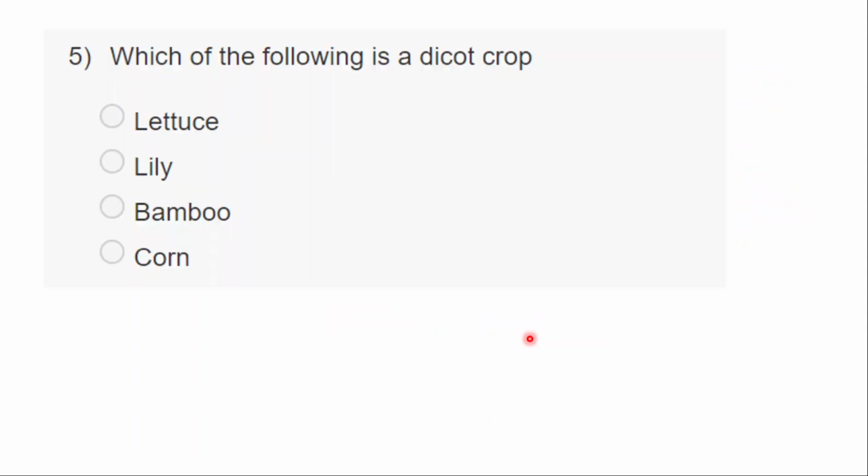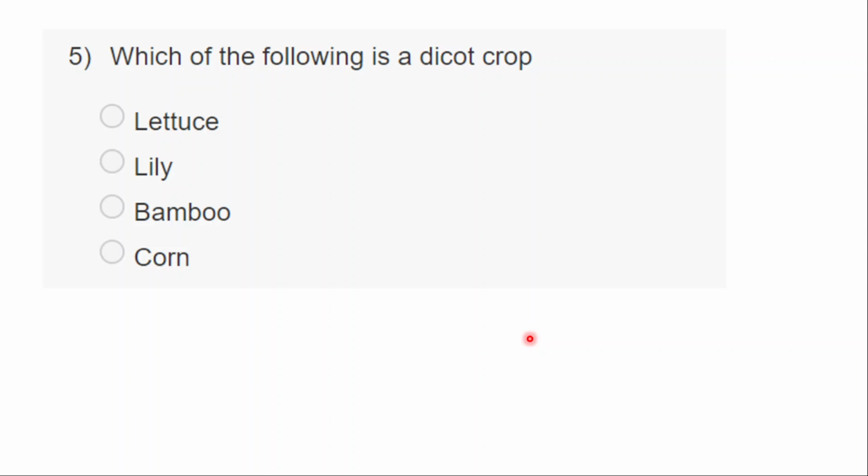Let's move on to the fifth question. Fifth question is an easy one. Which of the following is a dicot crop? I'll repeat the question again. Which of the following is a dicot crop? Option A, lettuce. Option B, lily. Option C, bamboo. Or is it option D, corn?